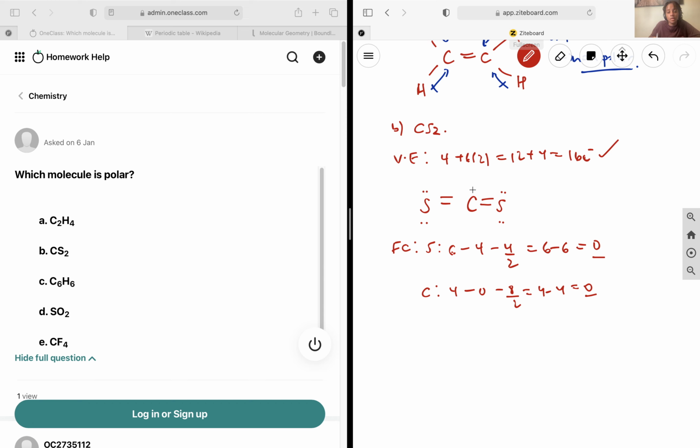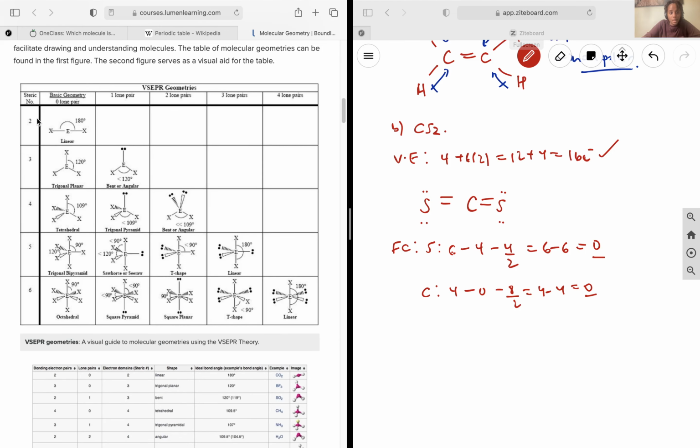And so now let's try and find the geometry. We have a central atom attached to 2. And so if you go to VSEPR, it has 2, and so it's just going to be linear. And so it should have an angle of 180 here. So this is a correct Lewis structure, is what we've just determined.